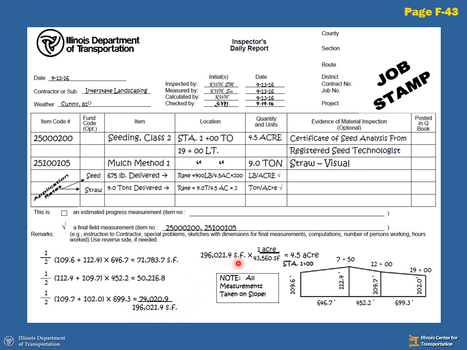This is the important part. We just calculated a quantity in square feet. But what pay unit are we working in? We're working in acres. So I need to do my conversion. I'm converting my calculated units into my pay unit, and I come up with 4.5 acres. I do meet the minimum accuracy of a tenth of an acre. I have 4.5. Put that up here, quantity and units in my box on the IDR. Looking pretty good.